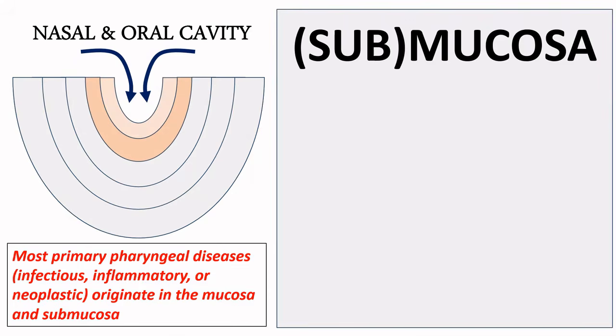Most disease processes involving the pharynx originate at the level of the mucosa and/or the submucosa. So most primary pharyngeal diseases, and those are mostly infectious diseases, inflammatory diseases, and neoplastic diseases, originate in those layers. And depending on how aggressive the process is, it will extend through the fascial layers to potentially involve surrounding neck spaces, but I'm getting ahead of myself. Let's first talk about the mucosa and submucosa.